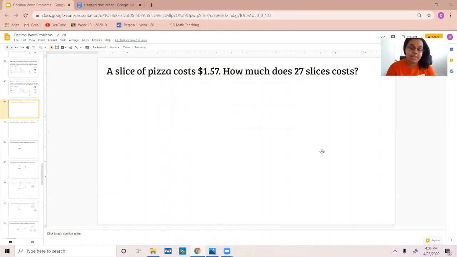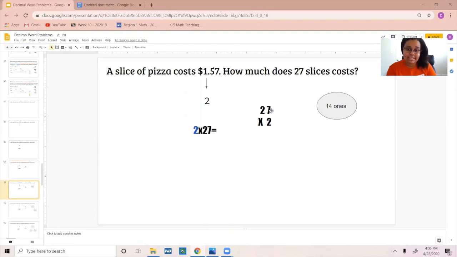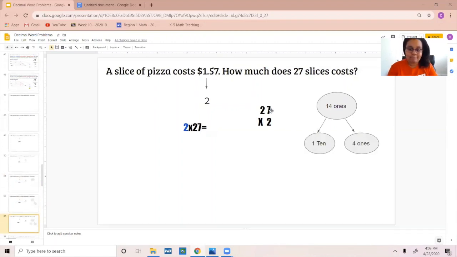I know that $1.57, or 1 57/100, when rounded to the nearest whole number, is going to give me 2. Next, I'm going to multiply 2 times 27 to come up with an estimate. 27 times 2. Well, we know that 2 times 7 ones equals 14 ones. And we can use a number bond to rename 14 ones. I can rename 14 ones as 4 ones and 1 ten.